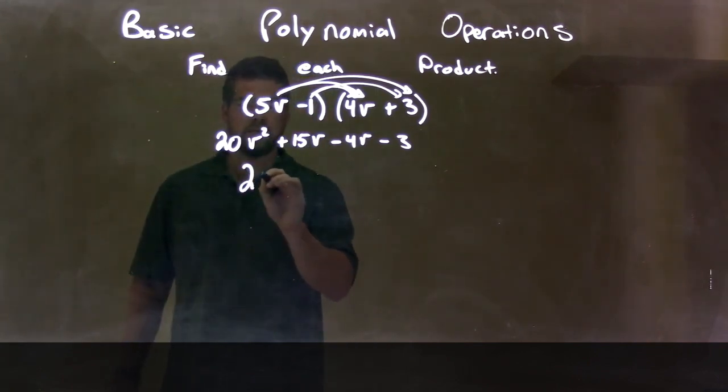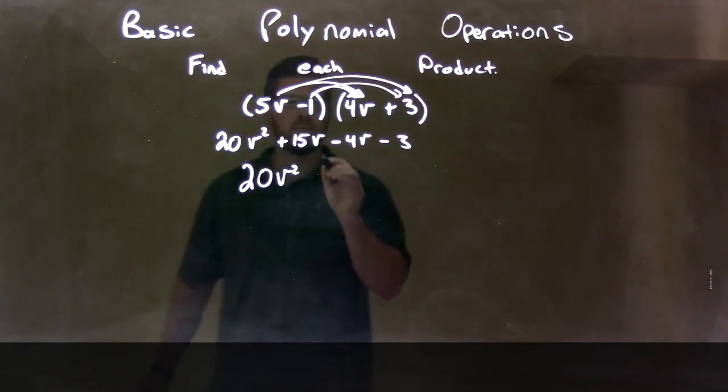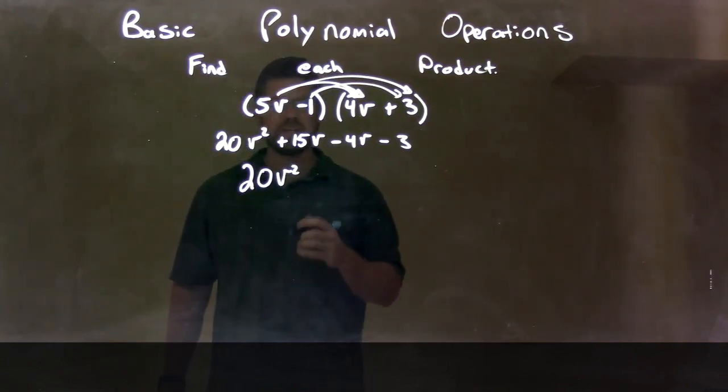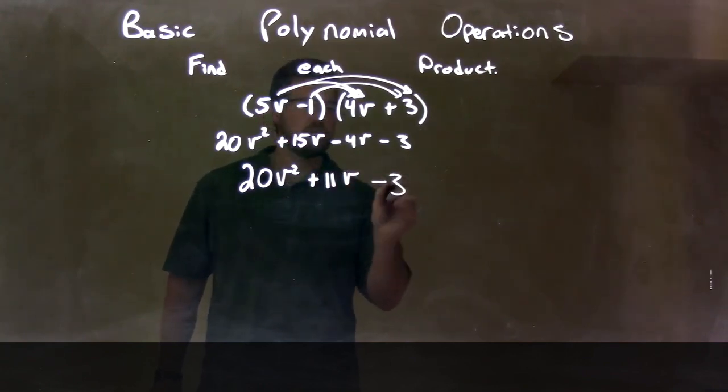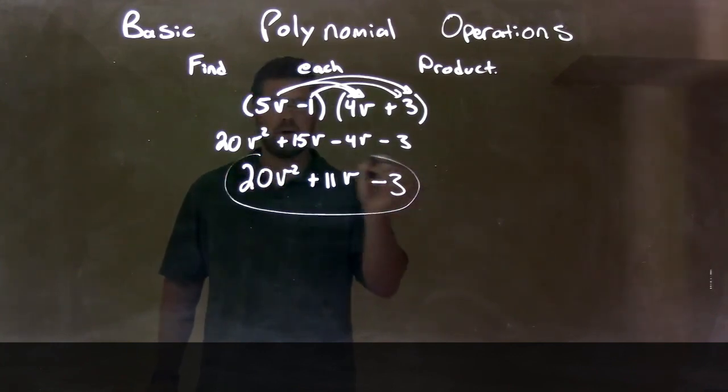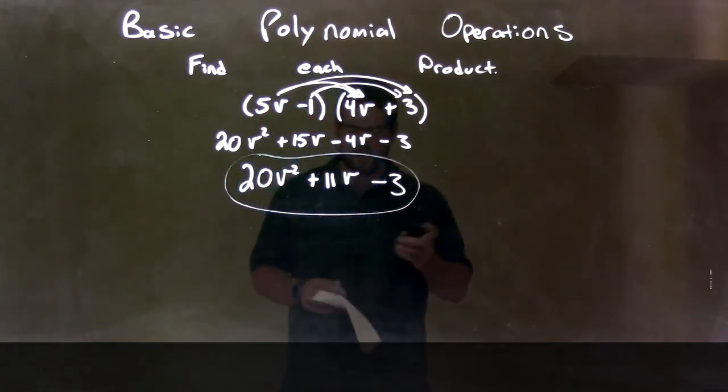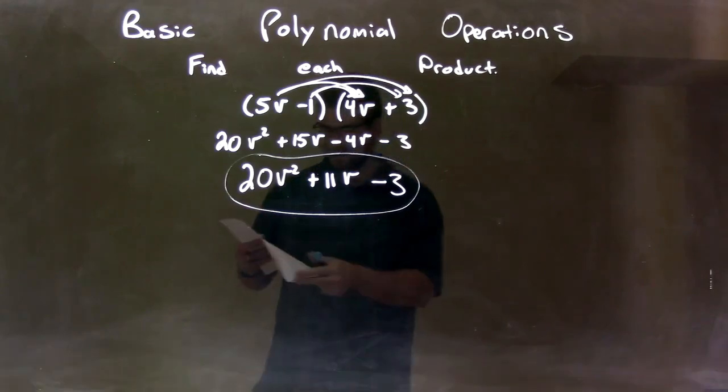We combine those together, so we bring down everything else. So we have 20v squared. Bring down the 15v minus 4v, which comes out to be a positive 11v. And then we just bring down the minus 3. And there we have our final answer, 20v squared plus 11v minus 3.